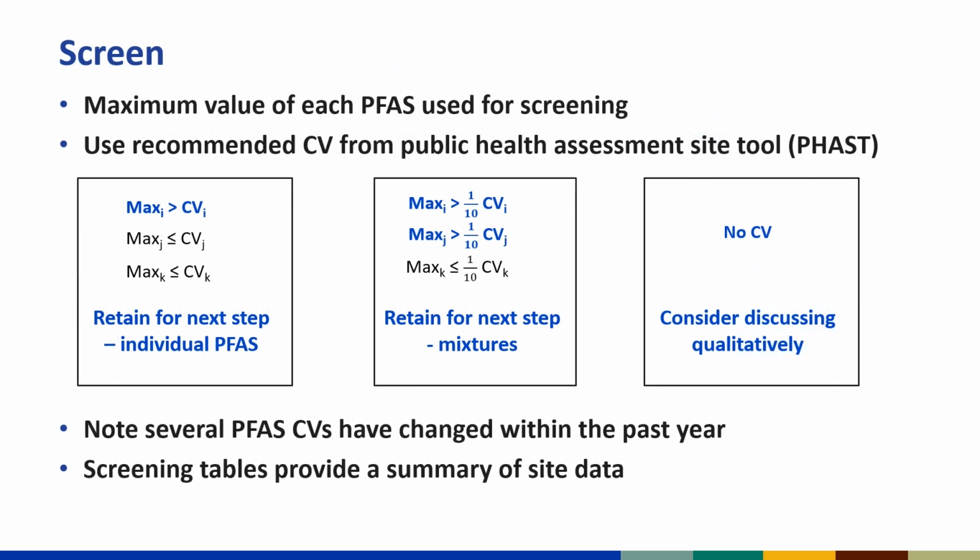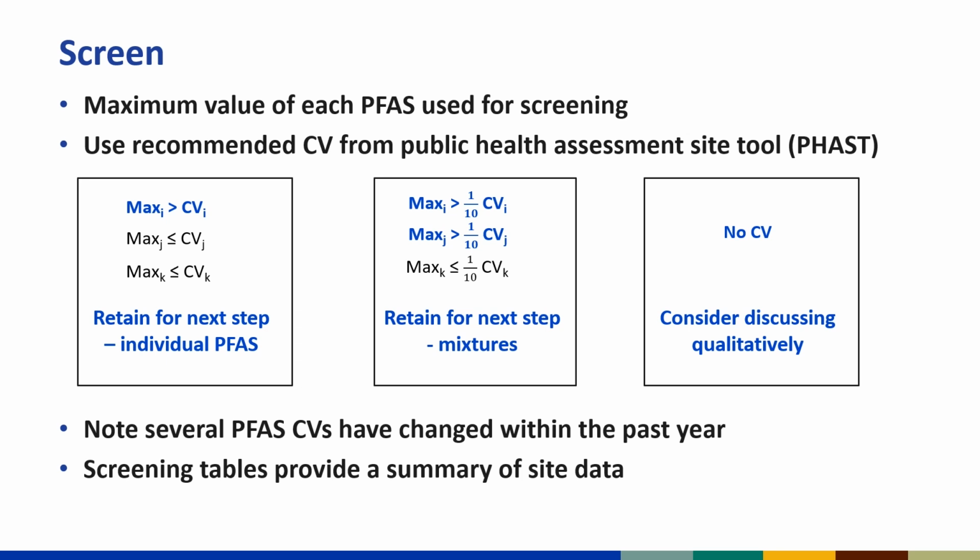After the data is organized, the next step is screening. That is comparing each PFAS with its corresponding ATSDR comparison value, or CV. For this, you use the maximum detected value of each PFAS and compare it with the recommended CV in our Public Health Assessment Site Tool, or FAST. For many of our sites, this step allows you to screen out chemicals from further evaluation.